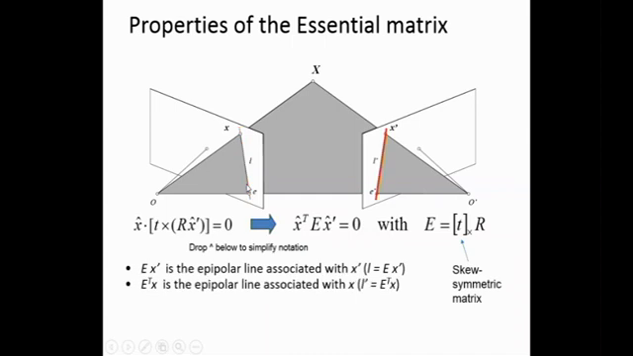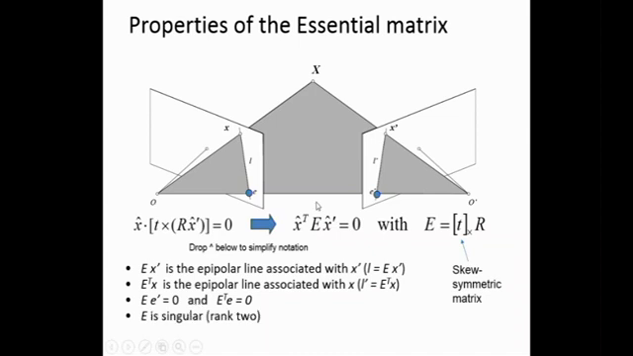Likewise, E transpose x is the epipolar line associated with x. So if I do E transpose times this point, I get this line. And E times e prime and E transpose times e, if I multiply it by the epipoles, I get 0. Because these epipoles are going to be on any epipolar line that I draw.